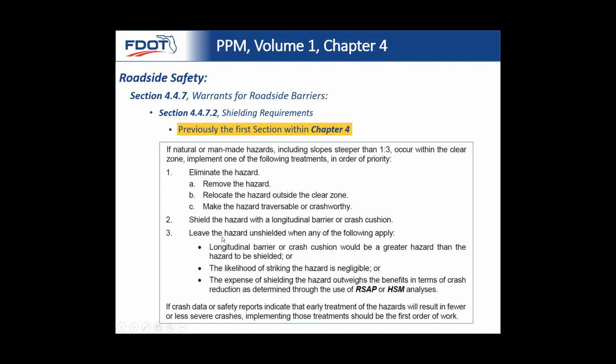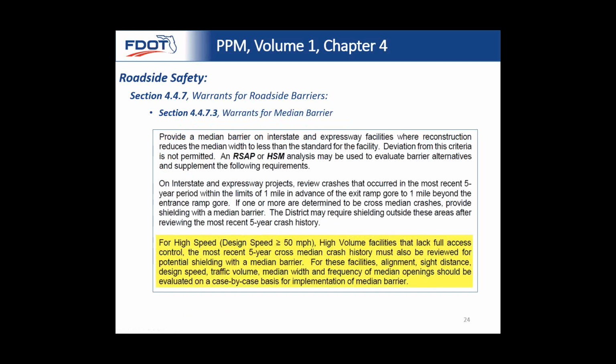But if I'm getting down into the level where I'm trying to determine whether or not I need to shield that hazard, and it doesn't meet the threshold in a chapter in this previous table that I showed you, and I'm trying to determine whether or not the shielding of that hazard outweighs the benefits in terms of crash reduction or crash severity, then there are several tools available, which is the RSAT program or HSM analysis. And those are tools that have been available for some time and have been included within our criteria. I just like to highlight that anytime I get the opportunity.